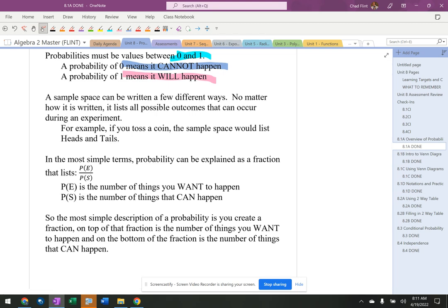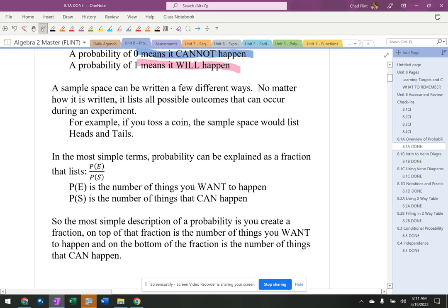Sample space, which we will not do a ton with, but you'll see it referenced. A sample space is just listing everything that can happen. It lists all possible outcomes. Real simple: toss a coin, you can get a head or you can get a tail. That would be your sample space.